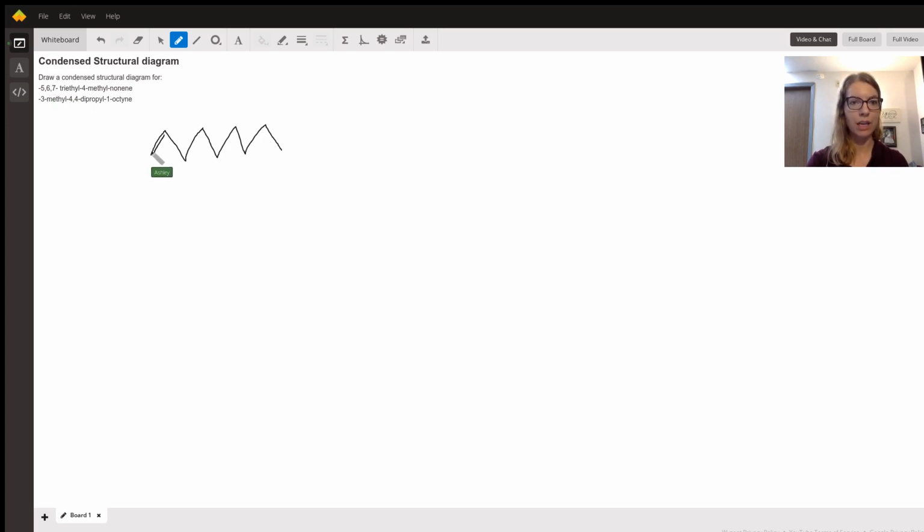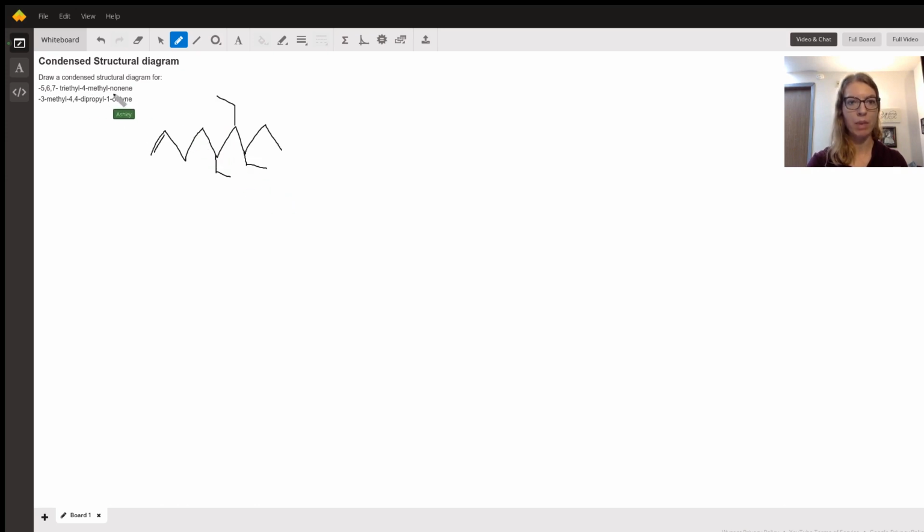So if we count again, here's carbon 1, here's carbon 2, 3, 4, and 5. So right here is my first ethyl group. So I'm going to make a 1, 2. So there's an ethyl group, a 2-carbon group. There's a carbon here, and there's a carbon there. So there's my ethyl group on carbon 5. Here is my ethyl group on carbon 6. And here is my ethyl group on carbon 7. Okay, so we have taken care of the triethyl part.